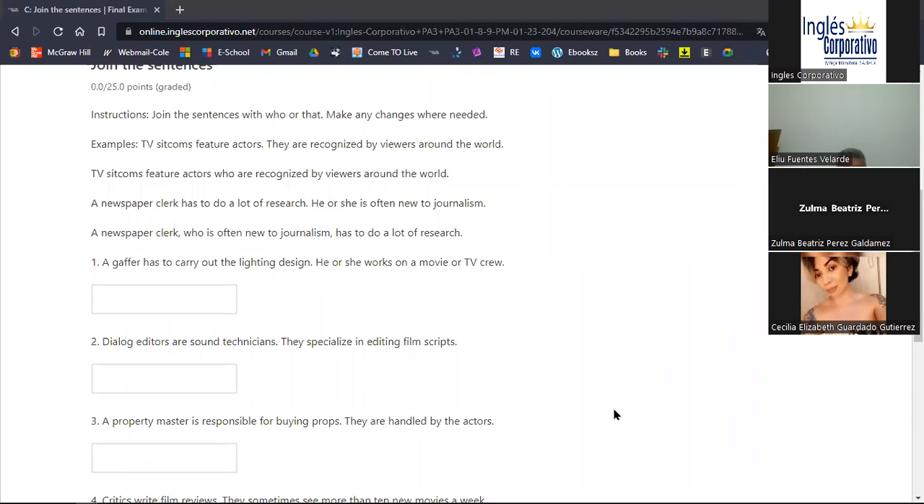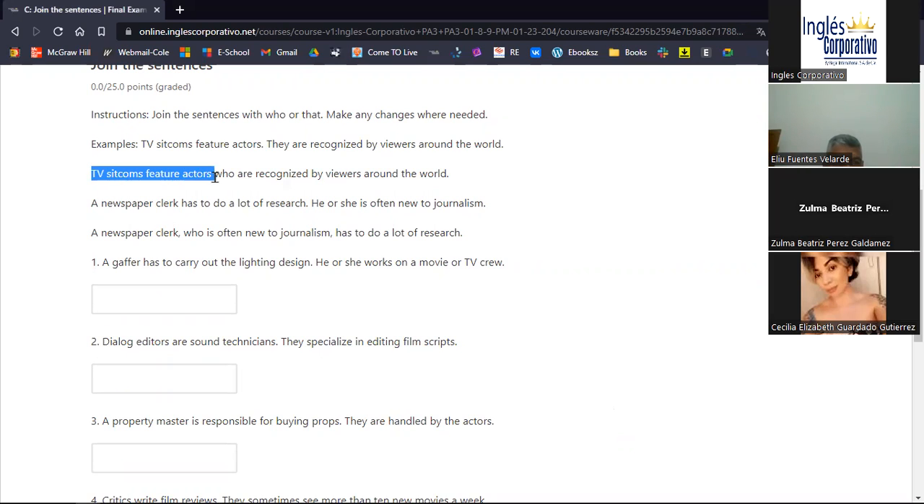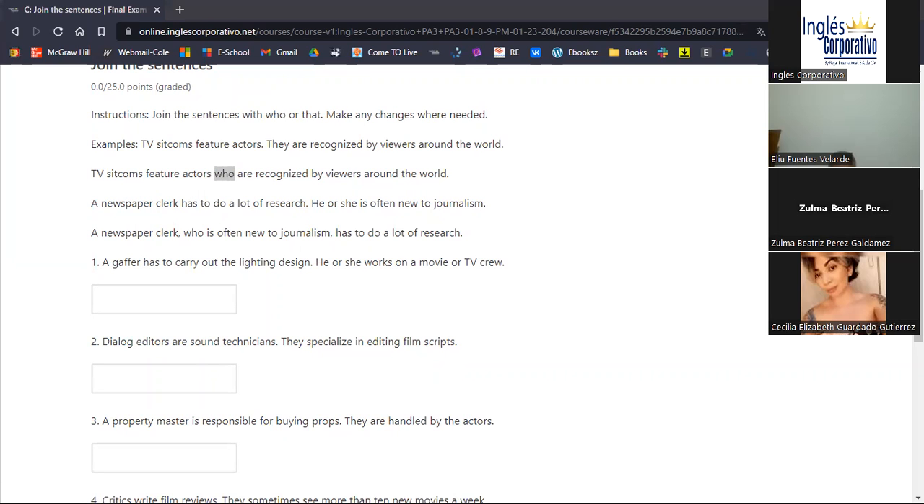Now, who is for people, okay? Especially for people. And then we have also that, which is for things, and you can use it for people too. Now, if we pull the two sentences together, we get: TV sitcoms feature actors who are recognized by viewers around the world. So in this case, we are putting these two sentences together by using who. Why? Because I am specifying who the person is, okay?